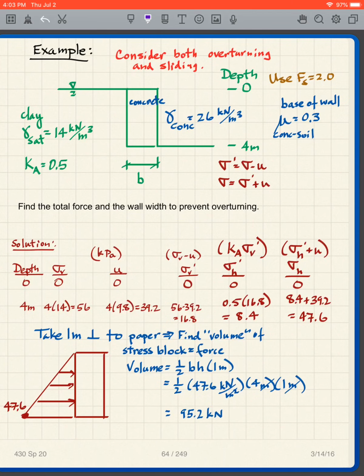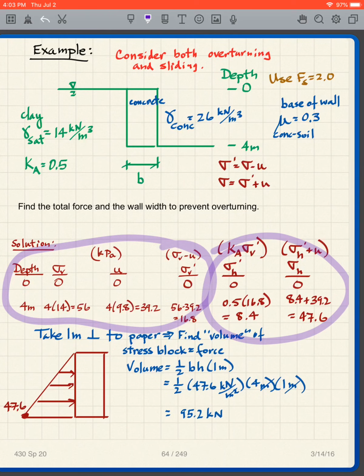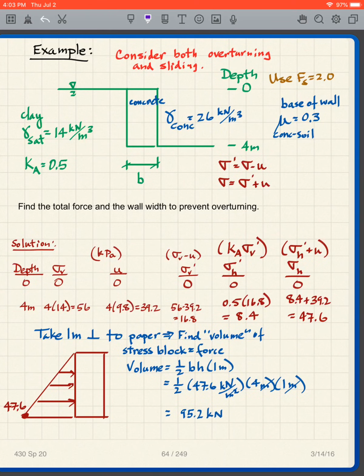Okay. So what do I do? I do my usual table, and I'm going to add a little bit. So we've already done this. We have depth, sigma v, u, sigma v prime. Now I'm going to add two more columns, sigma h prime and sigma h. So let's see how we get these. We've already done this a bunch of times. Now we're just going to add two more columns. So let's start with the beginning.